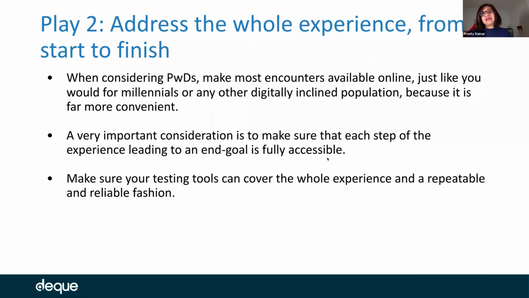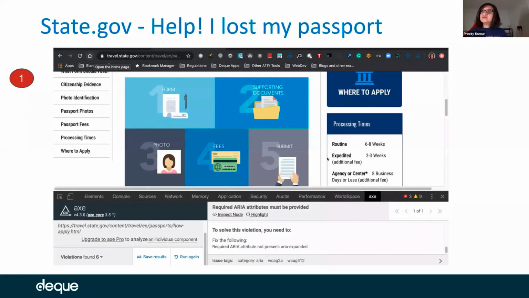So I went to state.gov, and the goal that I went to the state.gov website with is help. I've lost my passport. What do I do? I go to the passport section of the website and I look at the different things. At this point, I'm doing pretty well. There is some ARIA expanded attribute that's missing, but I was able to navigate this using a screen reader pretty well. So it says number 1, form, number 2, supporting documents, number 3, photo, which is the 3rd step.